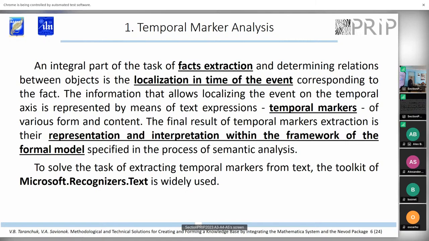And here come the temporal markers. It's one of the ways to express the time of the event. And in texts, in data, it can be represented in many ways. The main goal of temporal marker analysis is to represent and interpret these markers within the framework of the formal model that is used during the data analysis. For example, we can use the common ISO 8601 standard for your internal representation, but the main goal is to get the data and represent it the way you need.